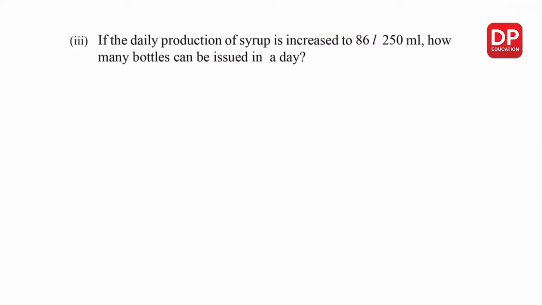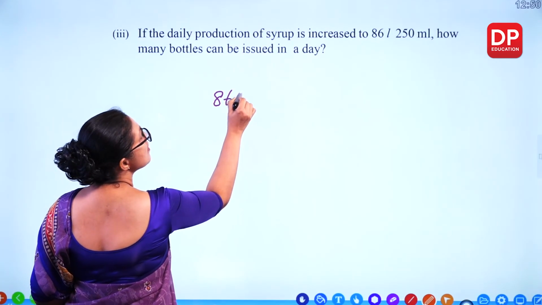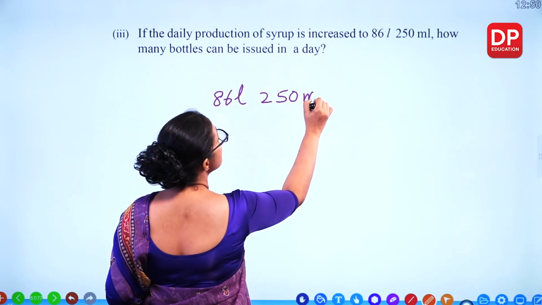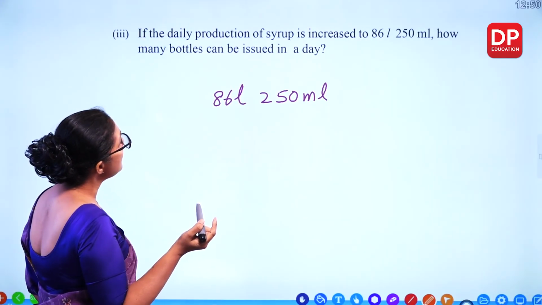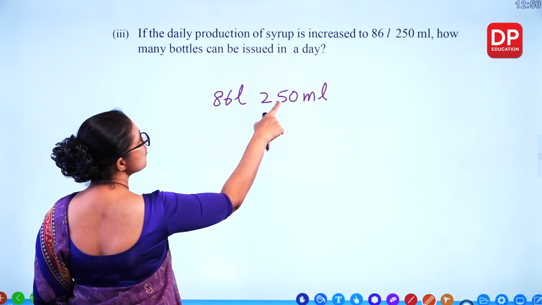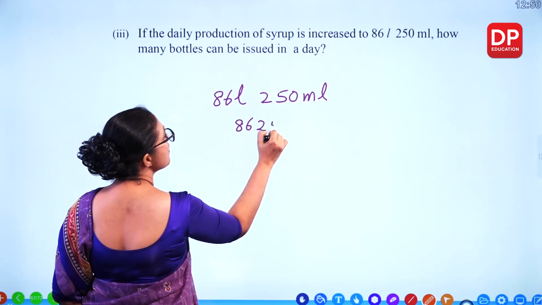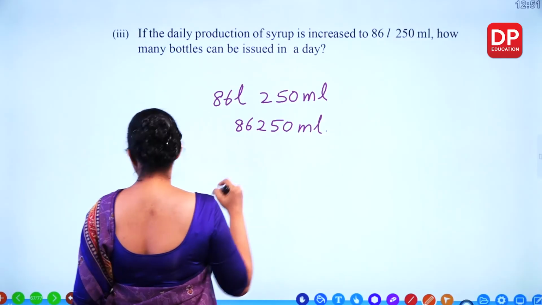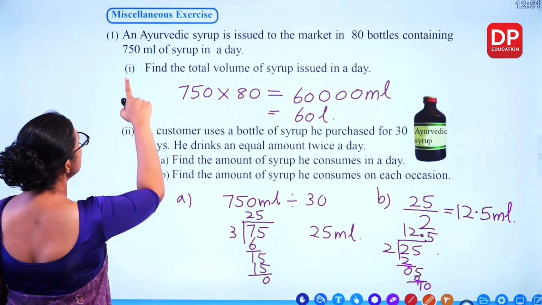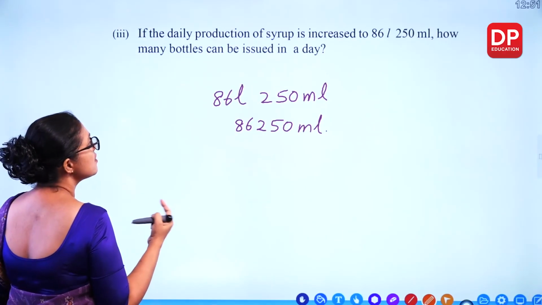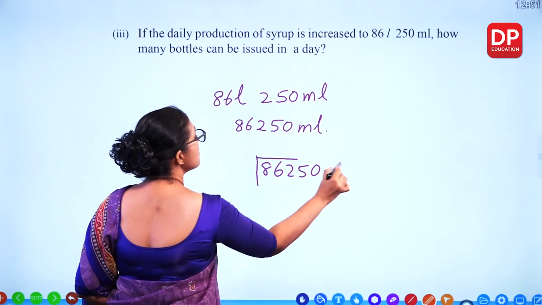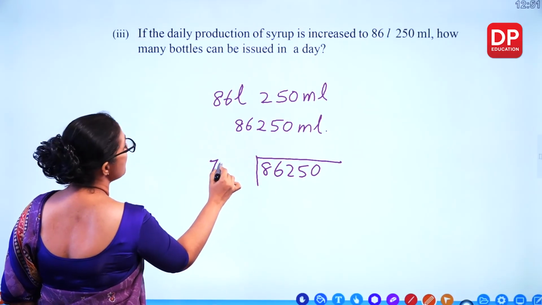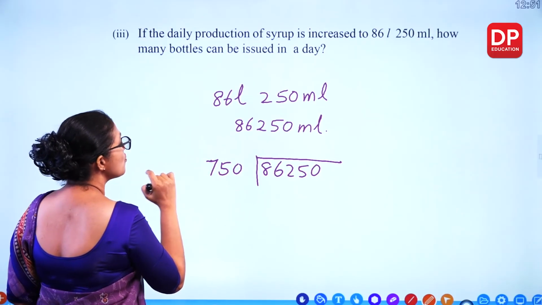If the daily production of syrup is increased to 86 liters and 250 milliliters, how many bottles can be issued in a day? So we can convert this to milliliters. 86,000 plus 250, 86,250 milliliters altogether. So what's the amount for each bottle? That's 750 milliliters. So we'll divide 86,250 divided by 750.